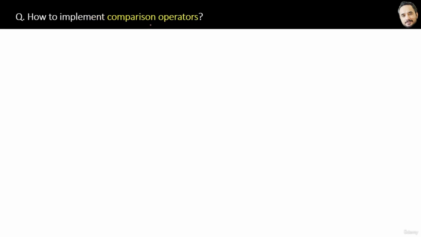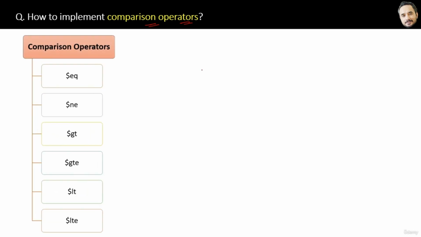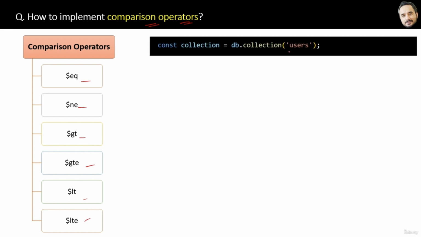How to implement comparison operators? As I said, comparison operators are the most important and very frequently used. So here I will show you the code quickly. Here is the list of 6 comparison operators. Now suppose in the code we have this collection of users, and our first requirement is to select or get the list of users whose age is equal to 30.